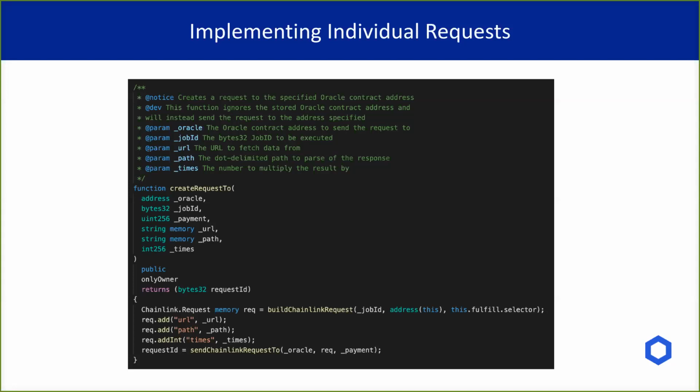So you can see here, all this really does is build up the request. And then the very last line, we have send Chainlink request to. This actually lets the Chainlink library handle all the transactional side of sending the request that the Oracle will then pick up on.